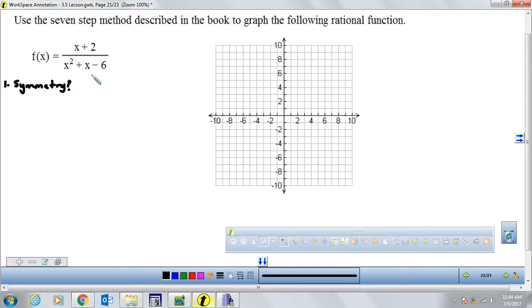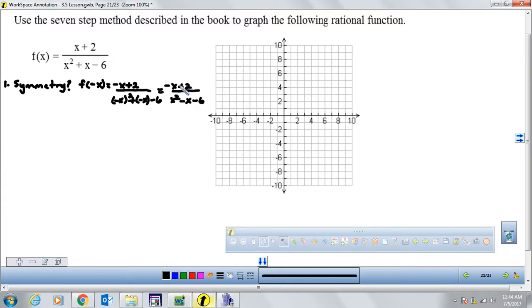To determine the symmetry, we have to replace f of -x, meaning that every x is going to be substituted with a -x. So -x squared plus -x minus 6. If I do that, then we're going to end up with -x plus 2 over x squared minus x minus 6. Did the equation stay the same? It didn't. So there is no y-axis symmetry. We can discard that choice.